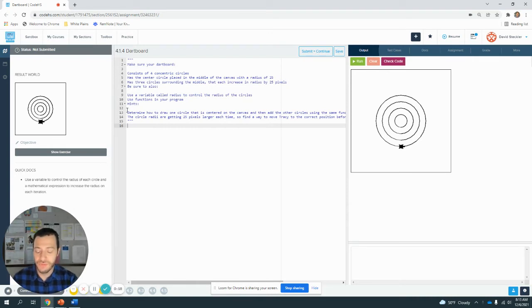So what do I have to do? First thing is let's set speed to 0. And after speed 0, we're going to want to set our radius to be at 25, because our first circle is going to be a radius of 25, then each one's going to increase by 25 there afterwards. So if I know my first radius is 25, I can start calling that.